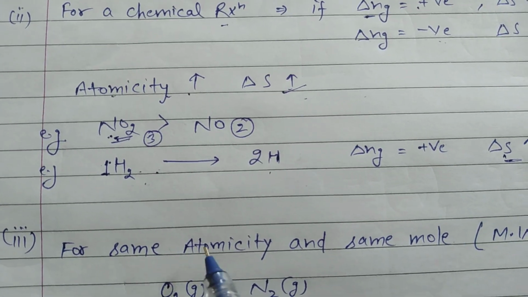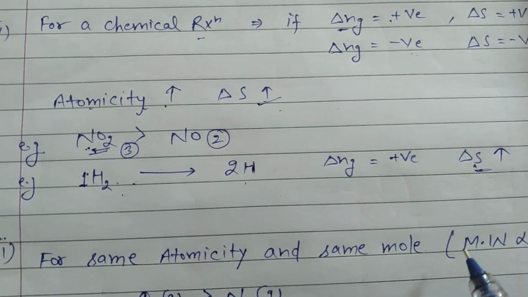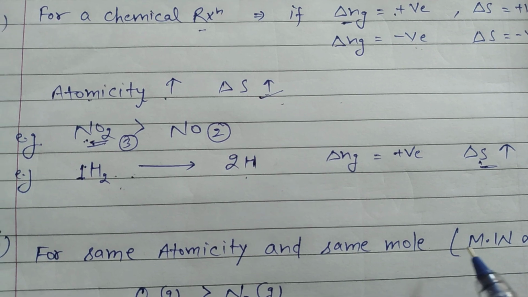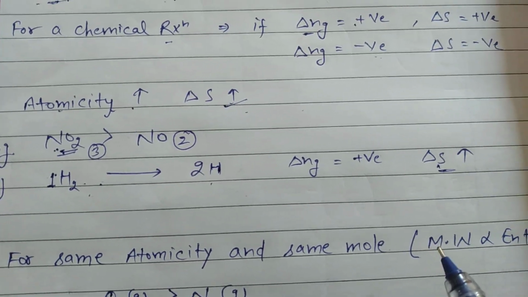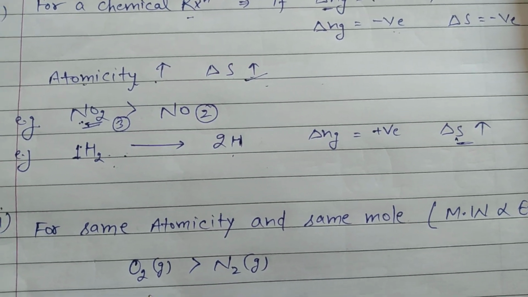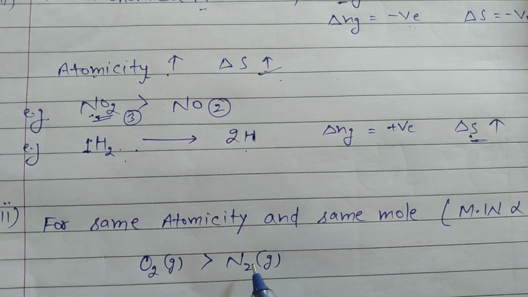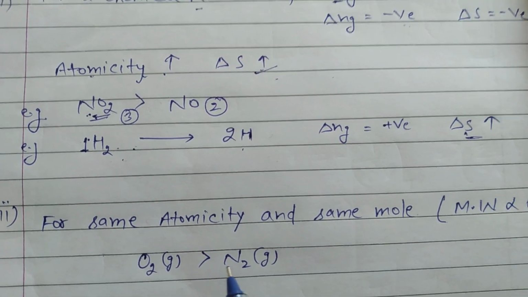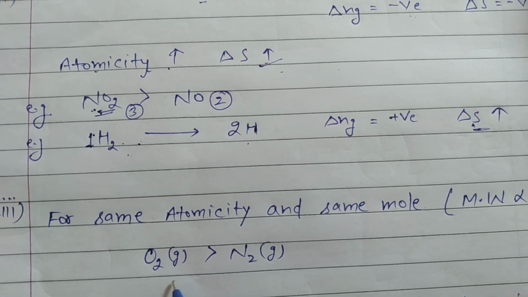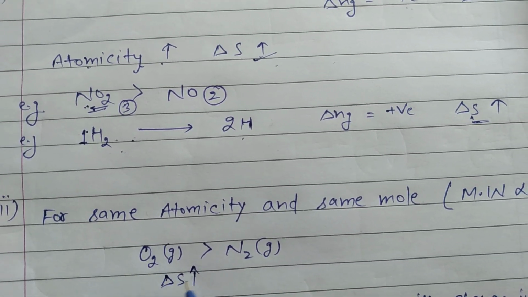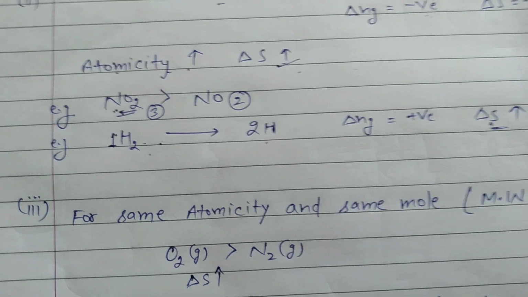If the atomicity and the number of moles are the same, the change in entropy will depend on the molecular weight. The higher the molecular weight of a molecule, the more will be the entropy. See, for the O2 molecule and the N2 molecule, the O2 molecule has higher molecular weight, so it has higher entropy. So the entropy will be highest for oxygen as compared to nitrogen.